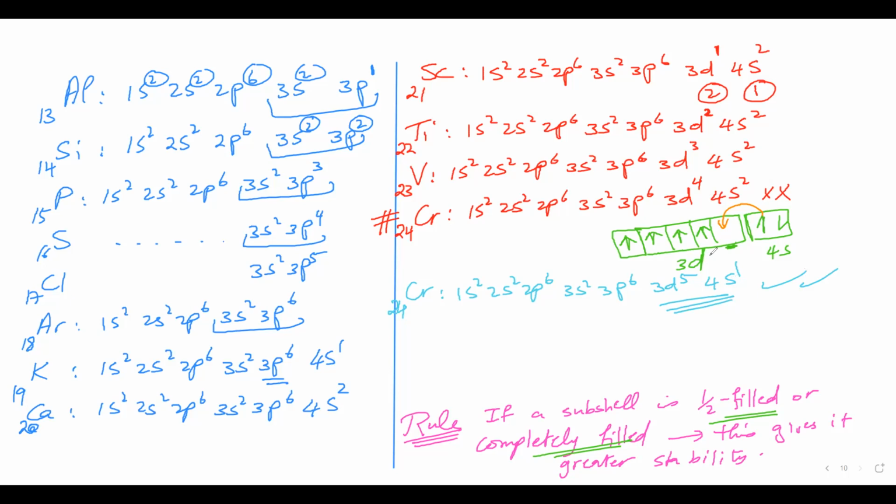Understand, or shall I repeat? Do you have any question? Okay, now after chromium comes manganese, 25. It will be filled as usual, 1s2, 2s2. We don't have except 2 exceptions. We have only chromium and another exception, which will be copper. We don't have except these 2.